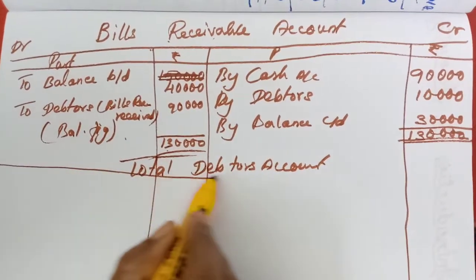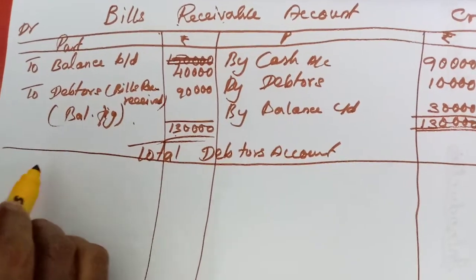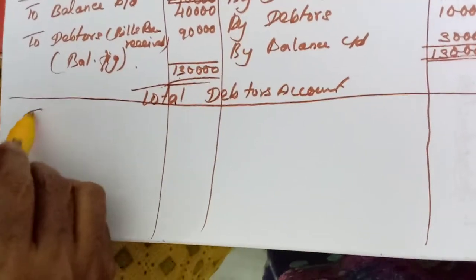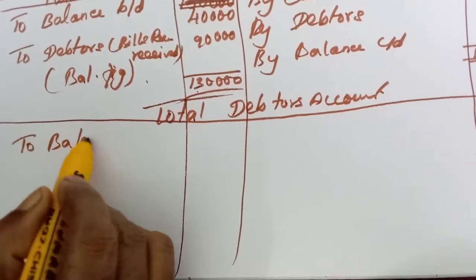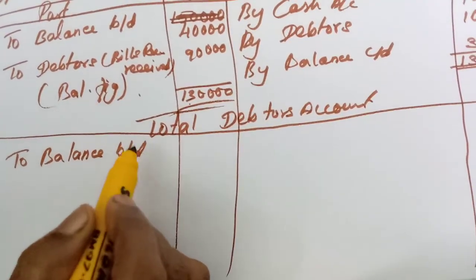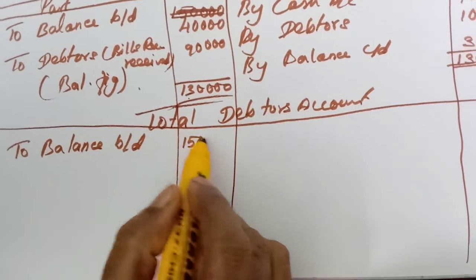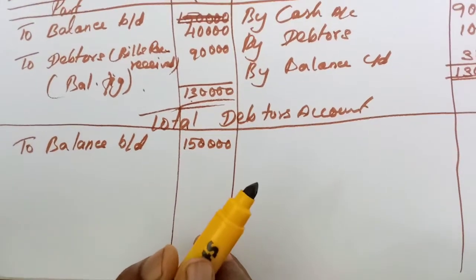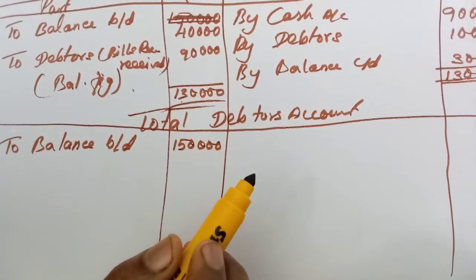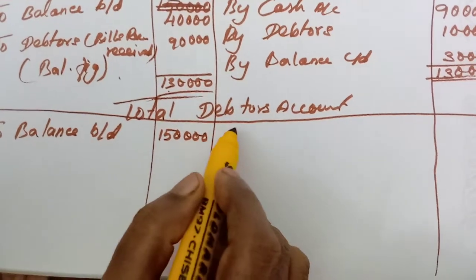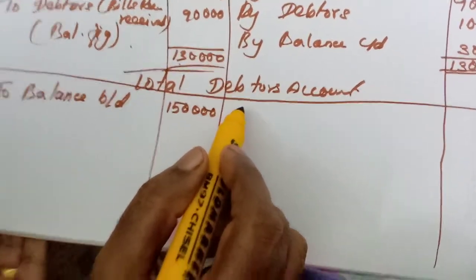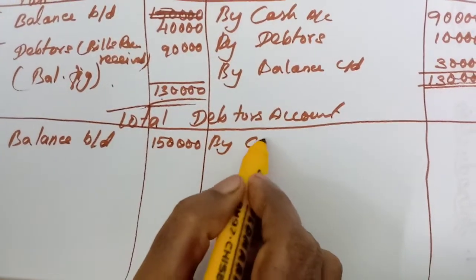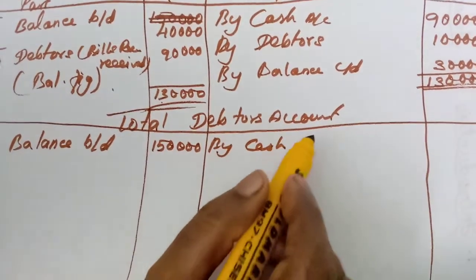The same way you have to draw a line and write from the beginning, debtors on 1st April. So to balance brought down 1,50,000. Then cash received from debtors. Cash received from debtors, what is the entry? Cash account debtor to debtors. So by cash 3,90,000.